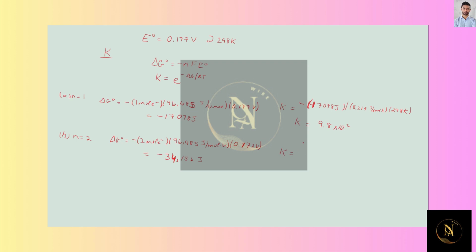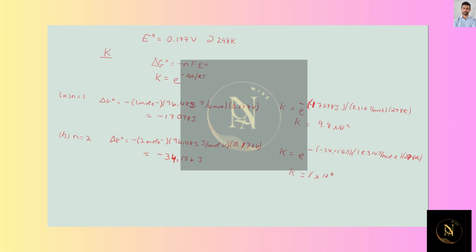So K is going to equal e to the negative, and then I have negative 34,156 joules divided by 8.314 joules per mole Kelvin times 298 Kelvin for the temperature, and I get that K is equal to 1 times 10 to the 6th in this case.